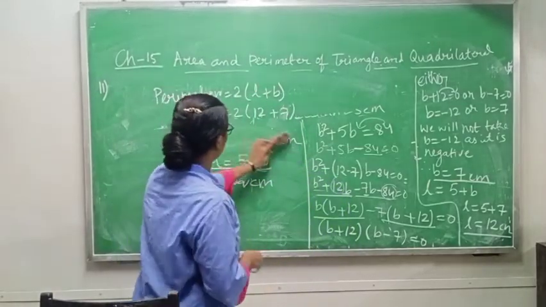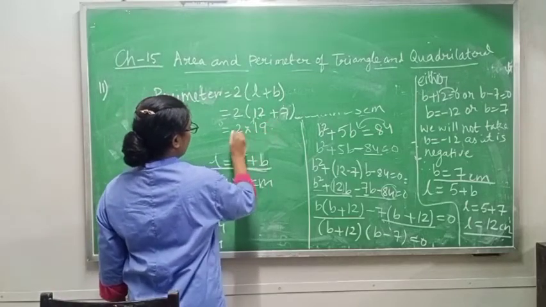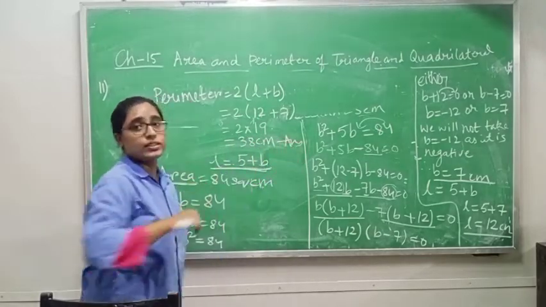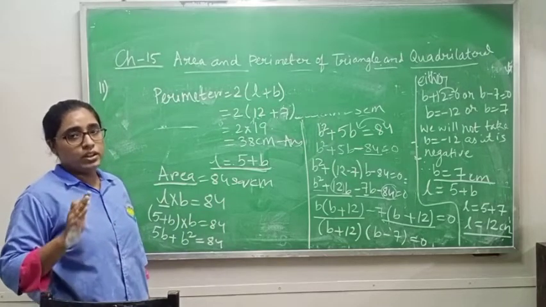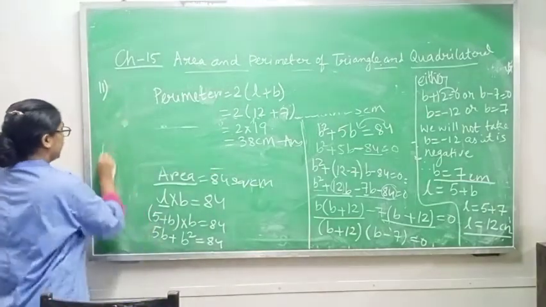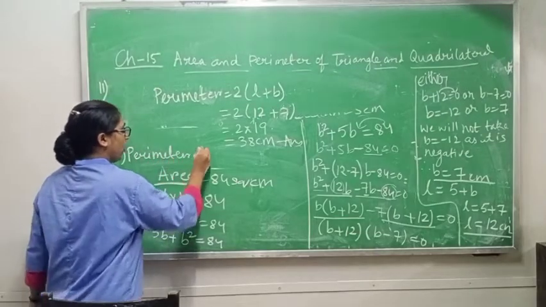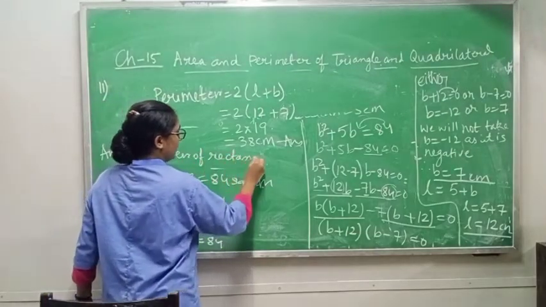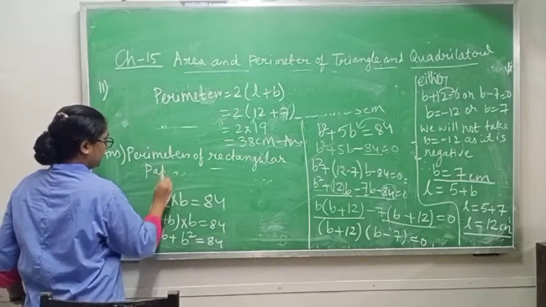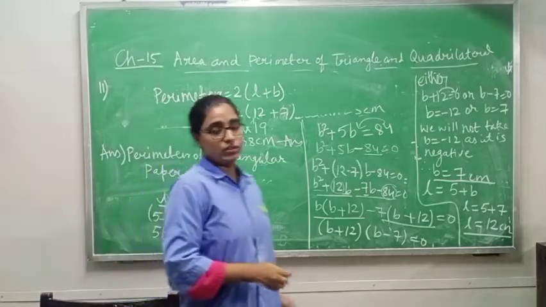I have to rub this portion also, otherwise I will not be able to do this one. So 12 plus 7, 19. 2 into 19 will give you 38 centimeters. So this one is your answer. What will you write in the last? That the perimeter of rectangular paper is 38 centimeter. Okay, please write. I am writing. Perimeter of rectangular paper is 38 centimeter. Okay, complete this one.